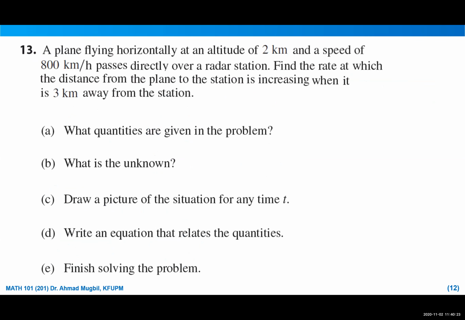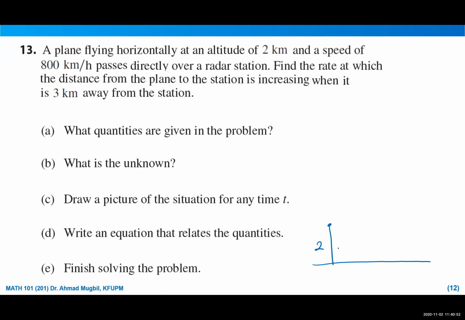Okay, we have here a plane. What about the time? We still have time. We have a plane here. Read, ya Shabab, the problem. Take a paper and pen and start working on the problem, please. A plane here flying horizontally at an altitude of 2 kilometers. So this is the ground, you can think about it. This is the ground and this is the plane. So the altitude of the plane is 2 kilometers.